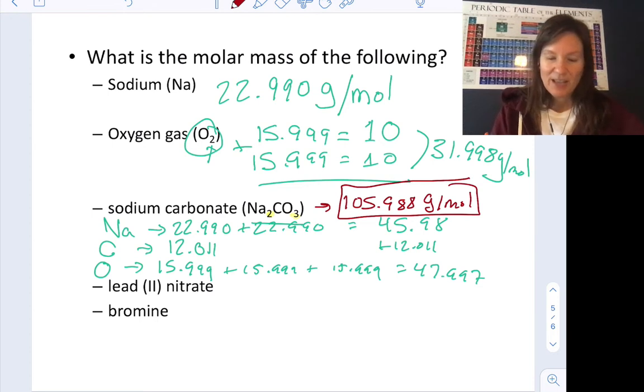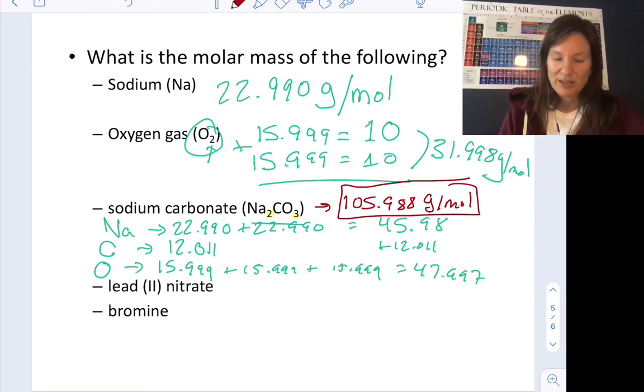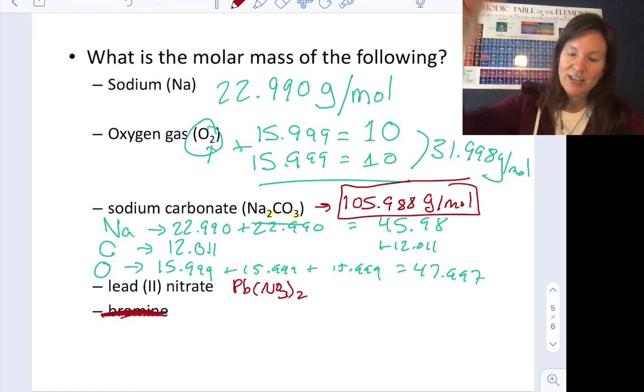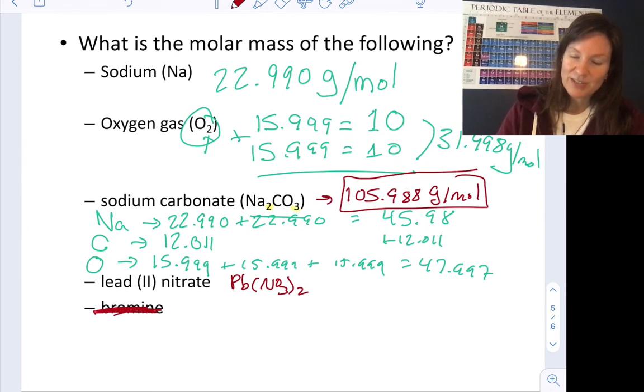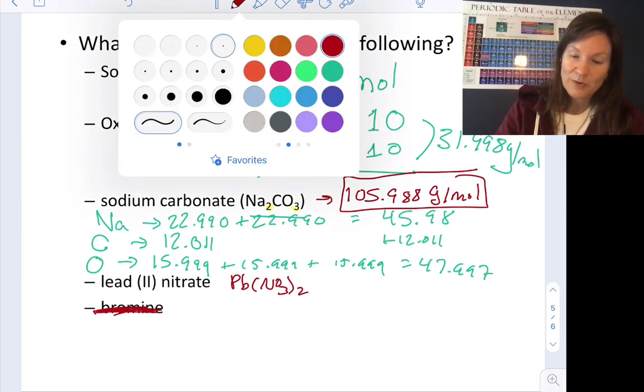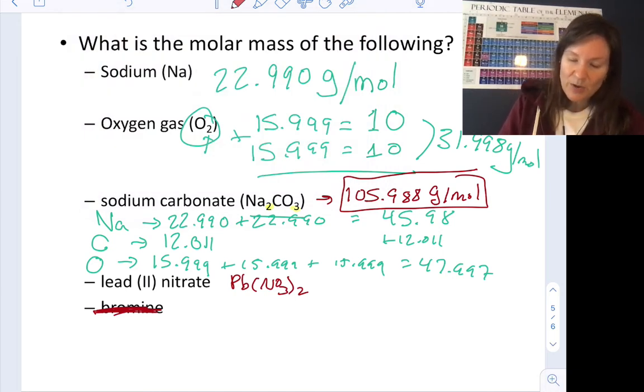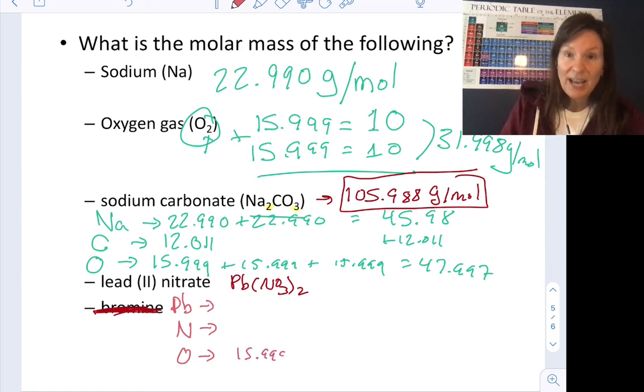Okay. The last example I believe I have on your sheet is not bromine, it's lead nitrate, which is Pb(NO3)2. Okay. So in order to add this up, I'm going to have to do the same thing as I did before for the sodium carbonate. Okay. So step 1, I figure out what Pb is. Step 2, I have to figure out what nitrogen is. And step 3, I need to figure out what oxygen is. So oxygen we already know is 15.999.